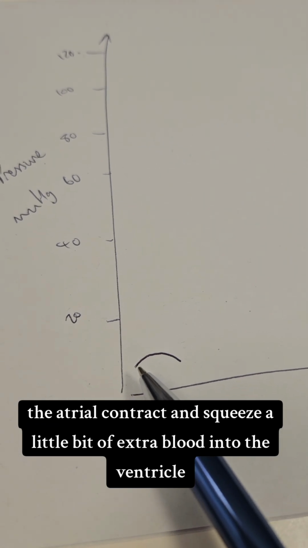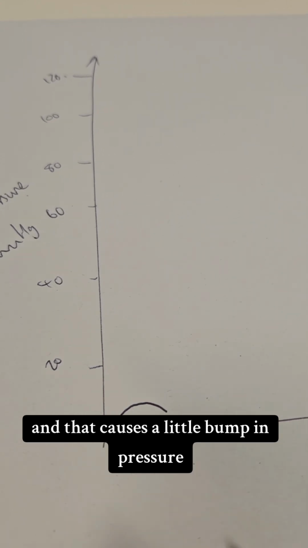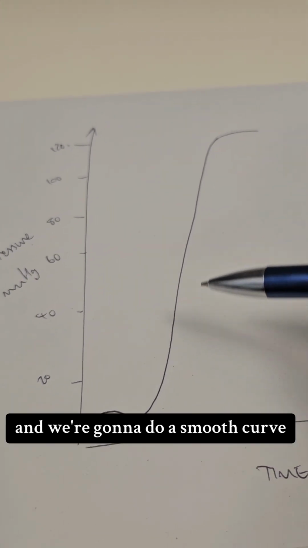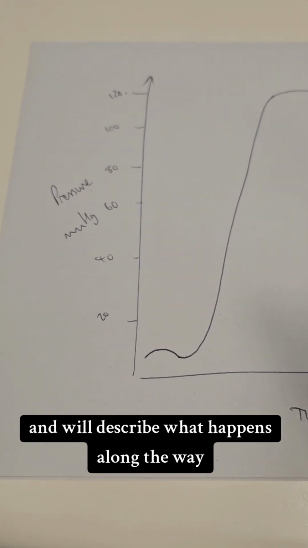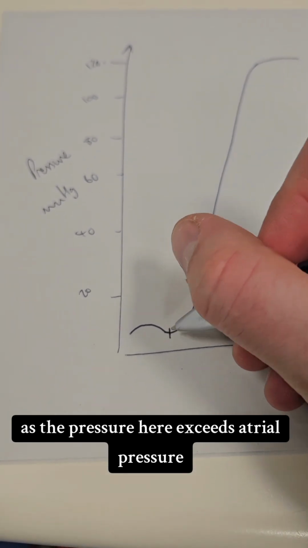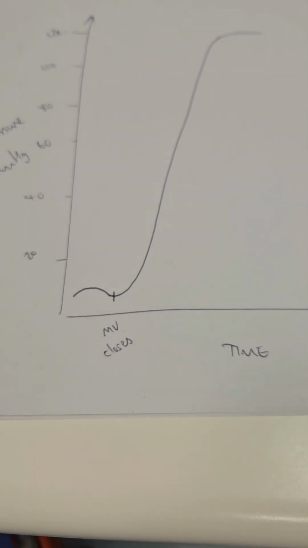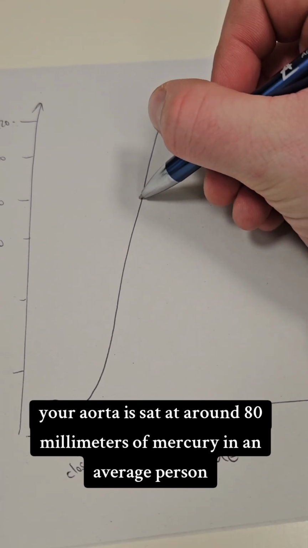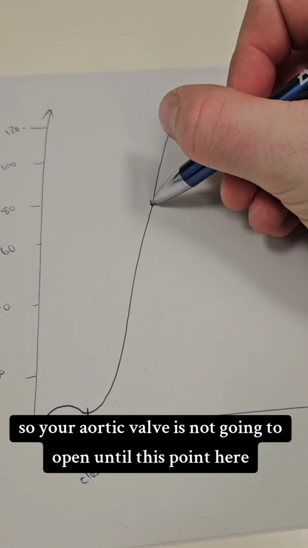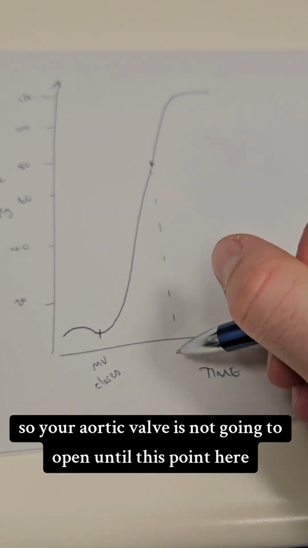The atria contract and squeeze a little bit of extra blood into the ventricle, and that causes a little bump in pressure. Then we're going to do a smooth curve up to 120 millimeters of mercury, and we'll describe what happens along the way. As the pressure here exceeds atrial pressure, the mitral valve closes. Your aorta is sat at around 80 millimeters of mercury in an average person, so your aortic valve is not going to open until this point here.